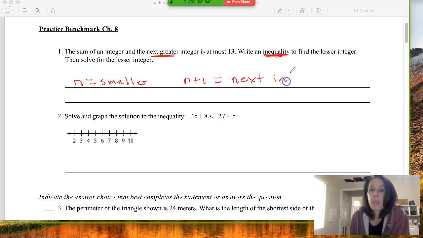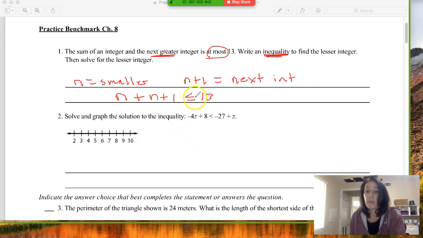Okay. Now the sum of them is at most 13. What does at most mean? Well, if I sum these two together, n plus the next integer, n plus 1, it's at most 13. So that means that these have to be less than or equal to 13. You would think at most would mean greater than. Careful. It's at most 13. That means 13 is the biggest number it could be. So these numbers need to be less than or equal to 13. 13 is going to be greater than or equal to these numbers.